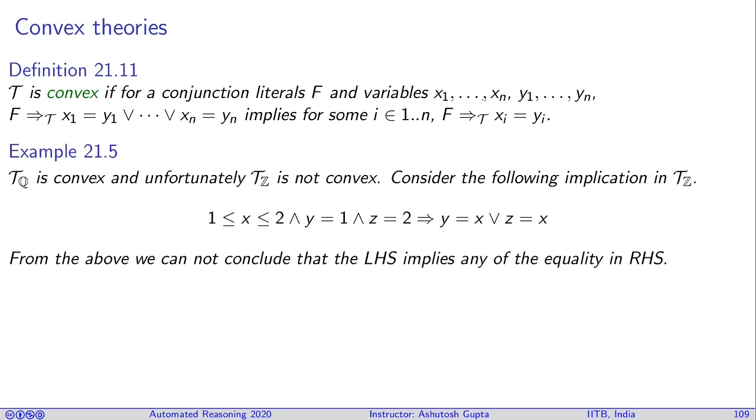Not all theories are convex. For example, the theory of integers is not convex. However, the theory of rationals is convex. Here's an example. This formula says x is between 1 and 2, y is 1, and z is 2. So that means y is equal to x or z equals x. There is a disjunction here. From the above, we can conclude that the left-hand side implies the disjunction, but not any single equality on the right-hand side.